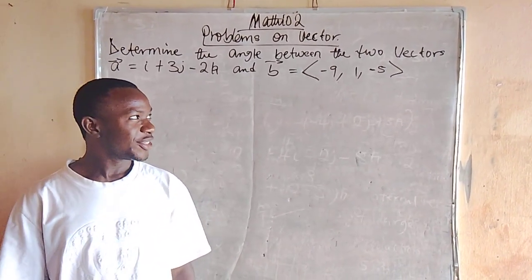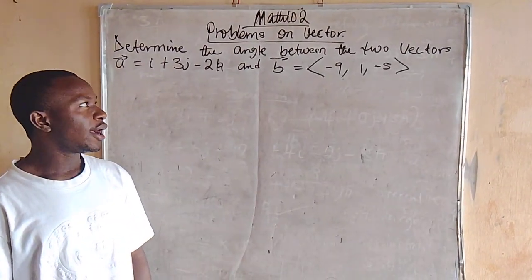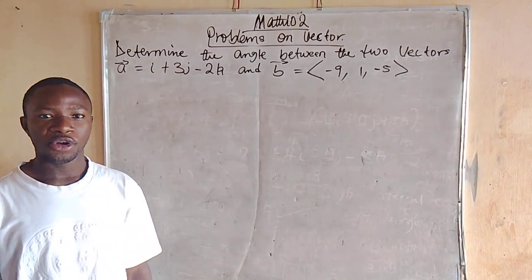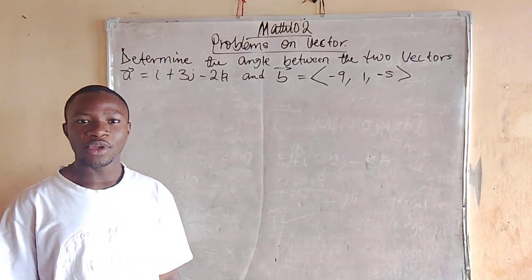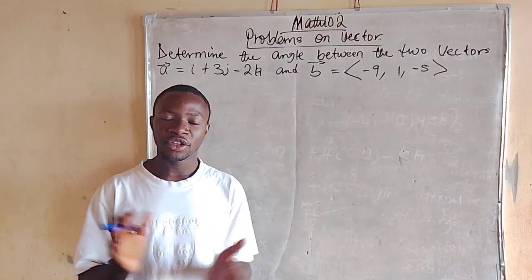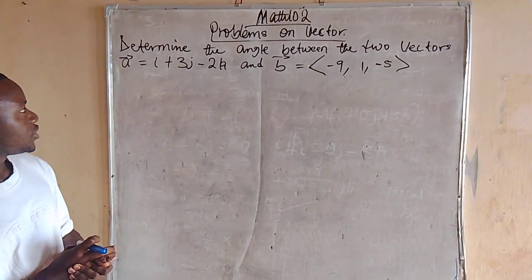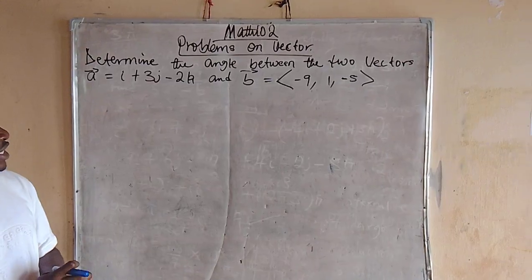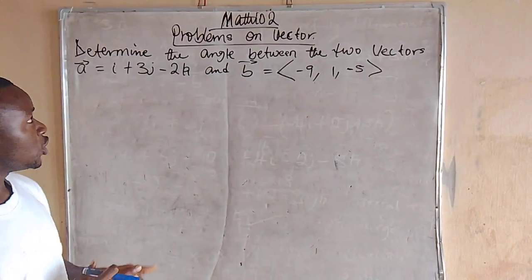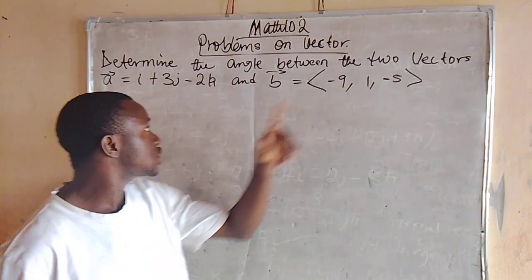Today we are going to continue with our series on vectors. Remember, we are considering multiple sample questions and exam questions under vectors, and today we have a very sensitive question before us. They say determine the angle between the two vectors.